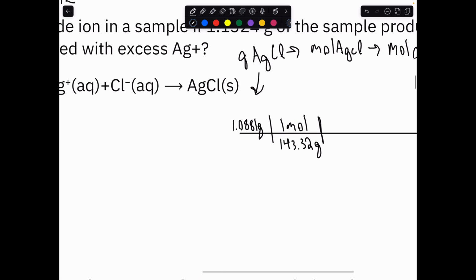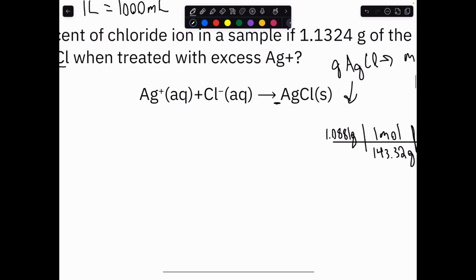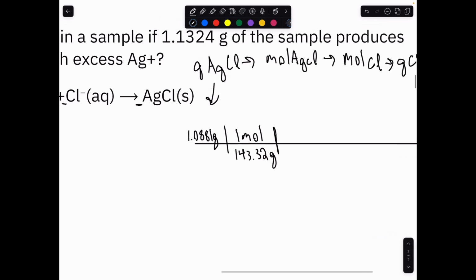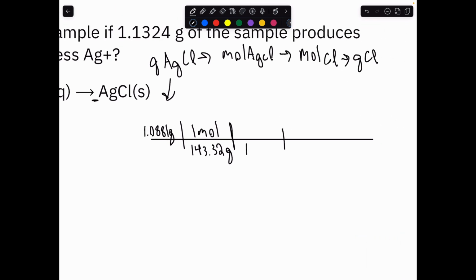Then we know that according to our equation, 1 mole of AgCl goes to 1 mole of Cl. So I'm going to put 1 mole AgCl to 1 mole Cl. And after I do that, we know that for 1 mole of Cl, the molar mass is 35.45 grams.